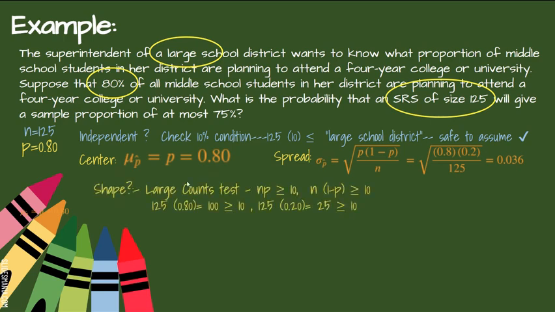For the shape, we need to do the large counts test. We want to say that it's approximately normal. So let's see: n times p is greater than or equal to 10, and n times 1 minus p as well. We plug this in. We get 100 is greater than 10. Good. 25 is greater than 10. We're good on the large counts test, so we can say the sampling distribution of p hat is approximately normal.